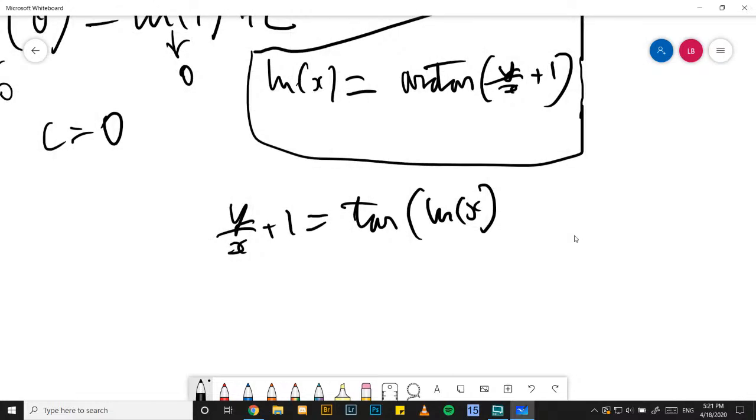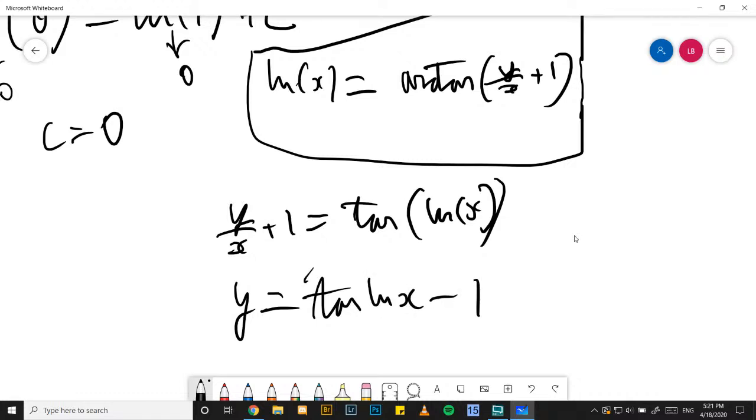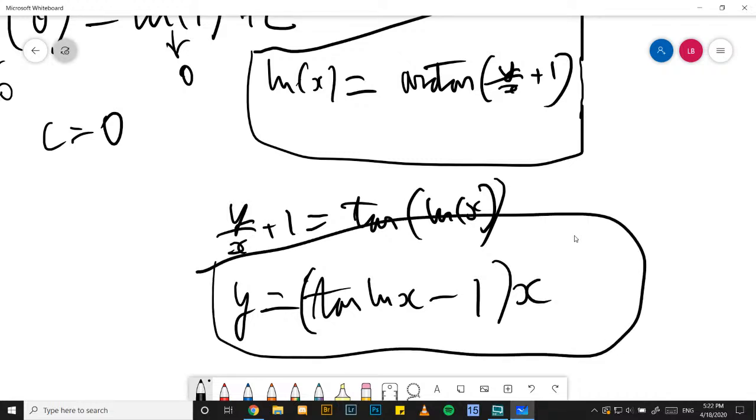The tangent of ln of x. So y is equal to the tangent of ln of x minus 1 times x. So tangent of ln of x minus 1 times x, like so. So that's what that looks like. And that's the homogeneous differentiation.